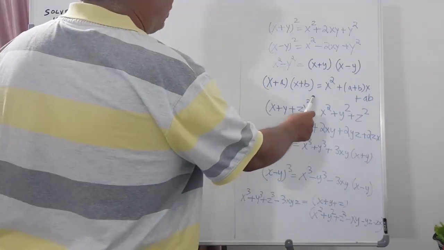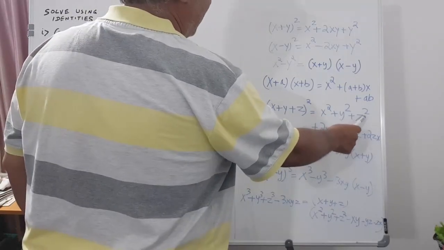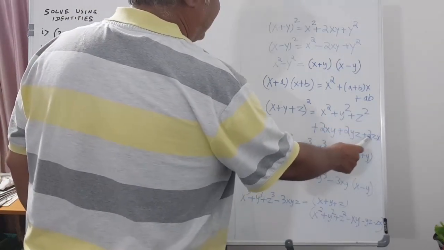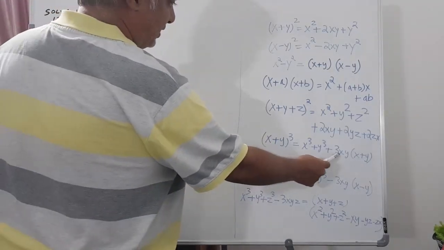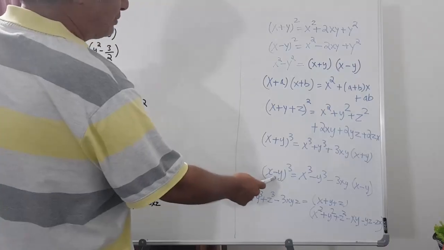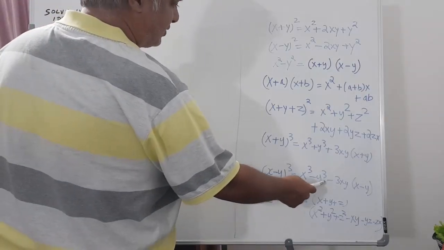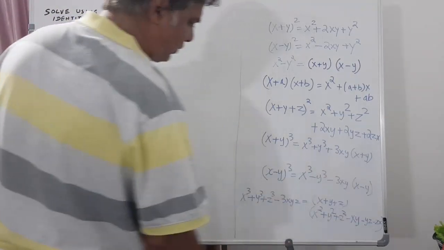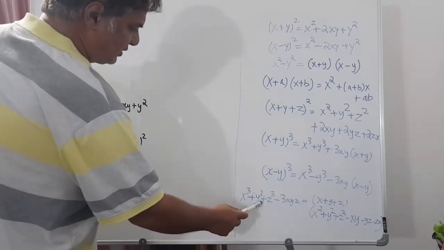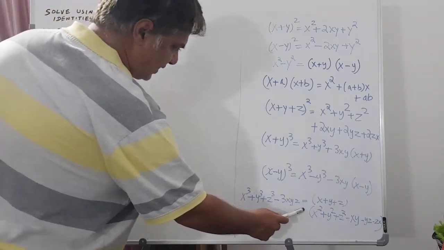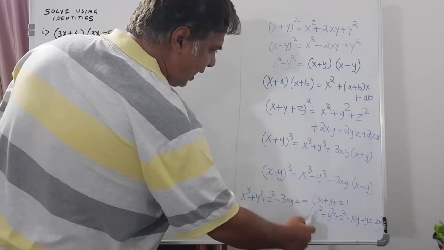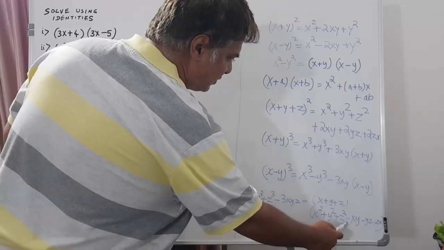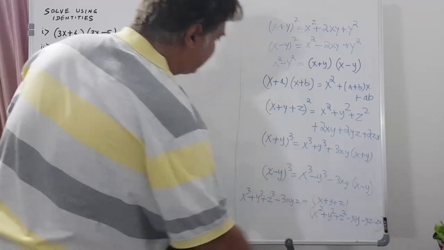(x + y + z) whole squared is x squared plus y squared plus z squared plus 2xy plus 2yz plus 2zx. (x + y) whole cube is x cube plus y cube plus 3xy into (x + y). (x - y) whole cube is x cube minus y cube minus 3xy into (x - y). And finally, x cube plus y cube plus z cube minus 3xyz is equal to (x + y + z) in bracket multiplied by another bracket, x squared plus y squared plus z squared minus xy minus yz minus zx.